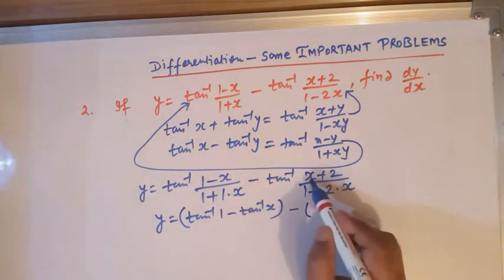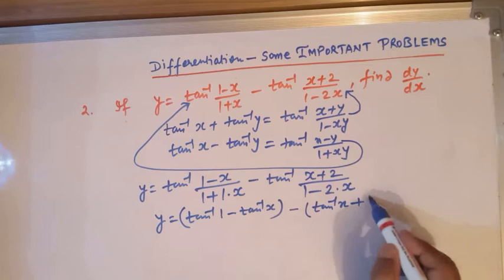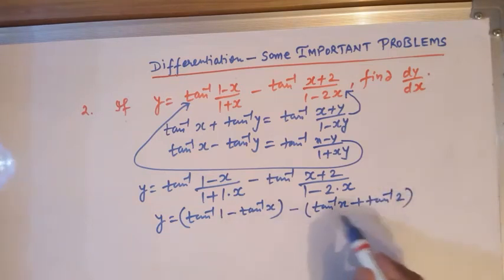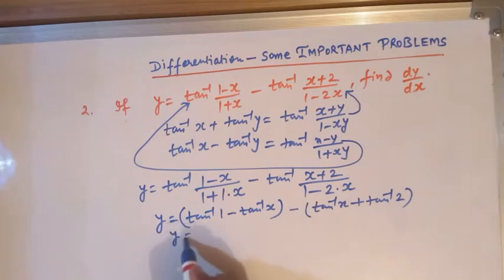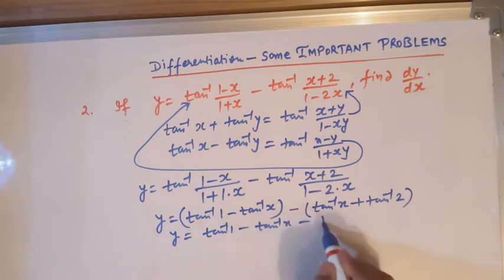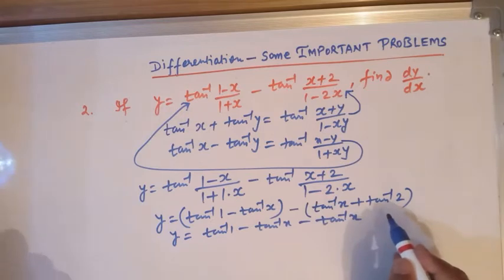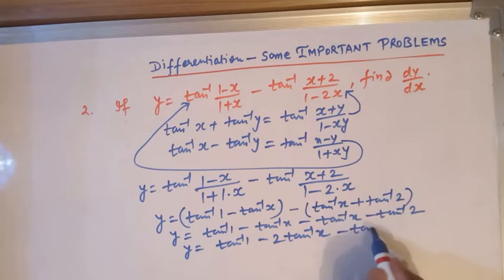Similarly, here we have tan inverse of x plus tan inverse of 2. Clear? Because tan inverse x plus tan inverse y becomes tan inverse of (x plus 2) over (1 minus 2 times x). So viewers, this becomes tan inverse of 1 minus tan inverse of x minus tan inverse of x, and here we have minus tan inverse of 2. So y is equal to tan inverse of 1 minus 2 tan inverse x minus tan inverse of 2.